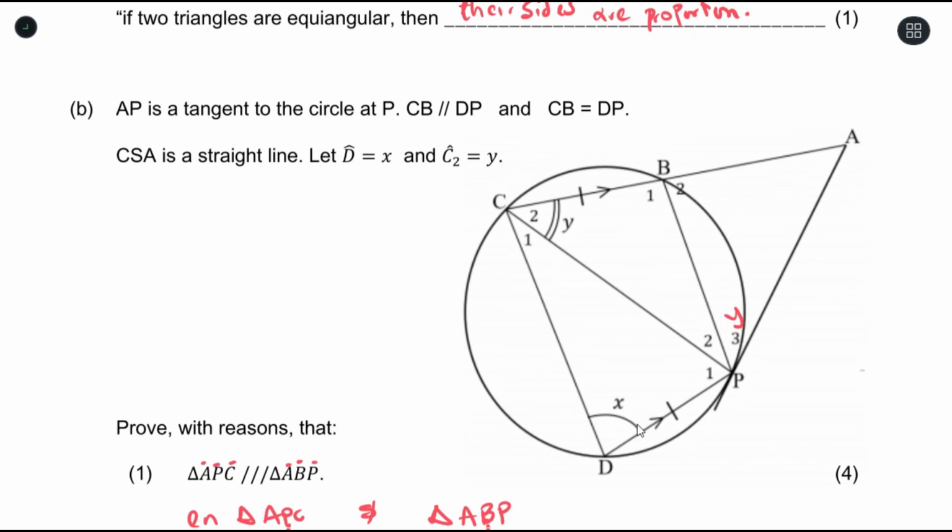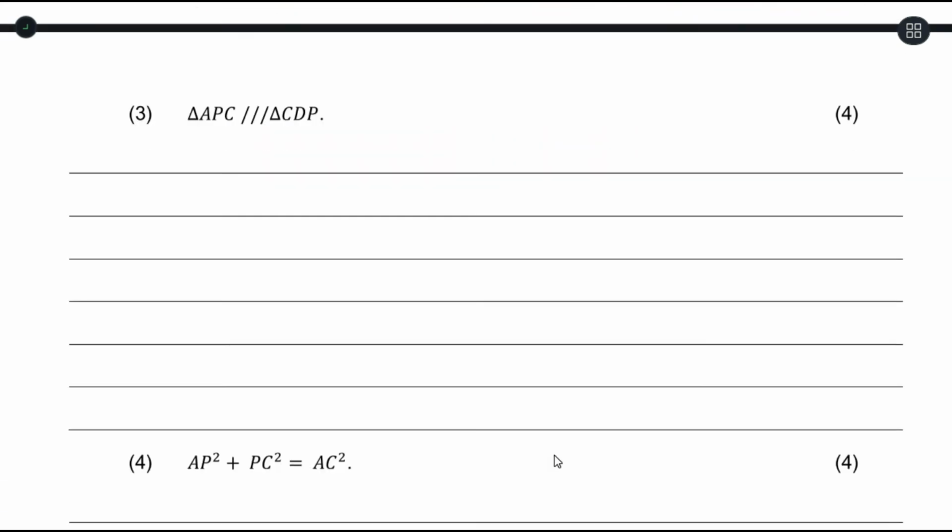This is equal to D, and that is equal because of tan cut. So if this is X, that is also X. Okay, so that's the first thing we're going to prove. So we're going to write this. First of all, we're going to say in triangle APC and triangle CDP, we understand that P2 plus P3 is equal to angle D, which is equal to X. And the reason for that is tan cut.